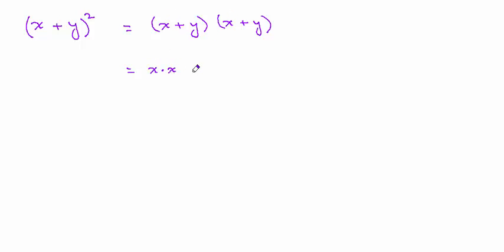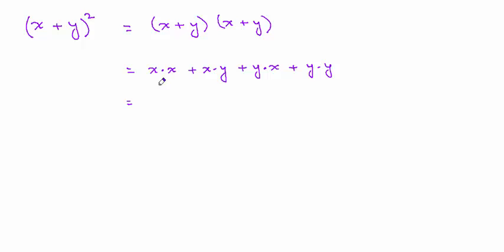Let's say we want to do x plus y squared, which essentially means x plus y being multiplied with itself. So x plus y times x plus y, a binomial times a binomial. If you apply FOIL, this is going to be first times first, x times x, plus outers x times y, plus inners y times x, plus lasts y times y.